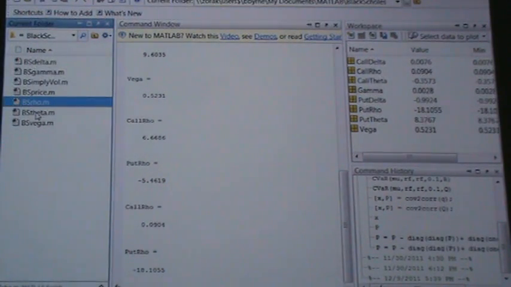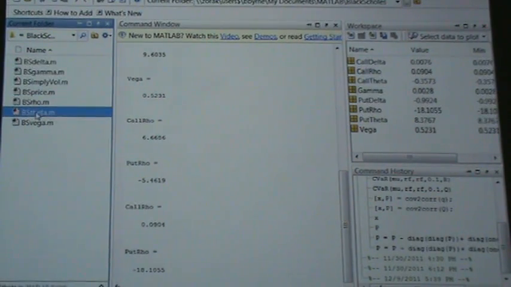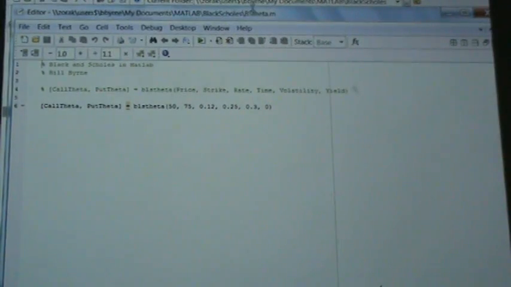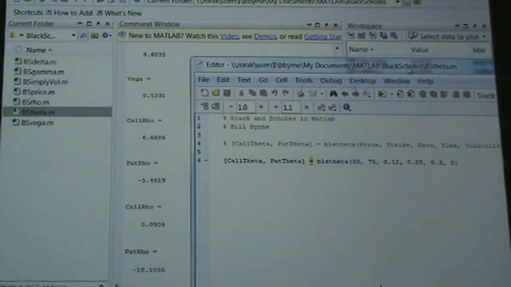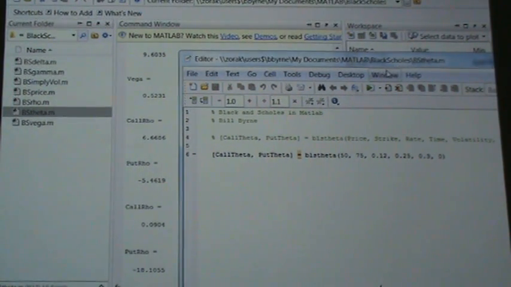And then there's also, we did Vega, right? So Vega, I guess I should have done them in alphabetical order, I guess it doesn't matter. Okay, and then theta begins with a T, so theta is change in time.